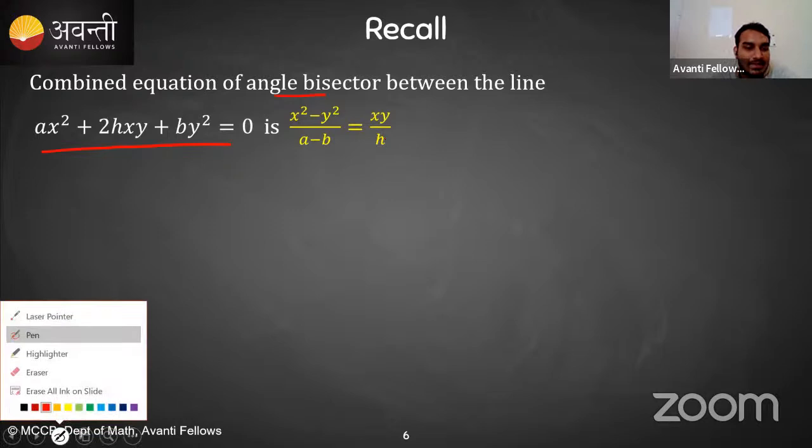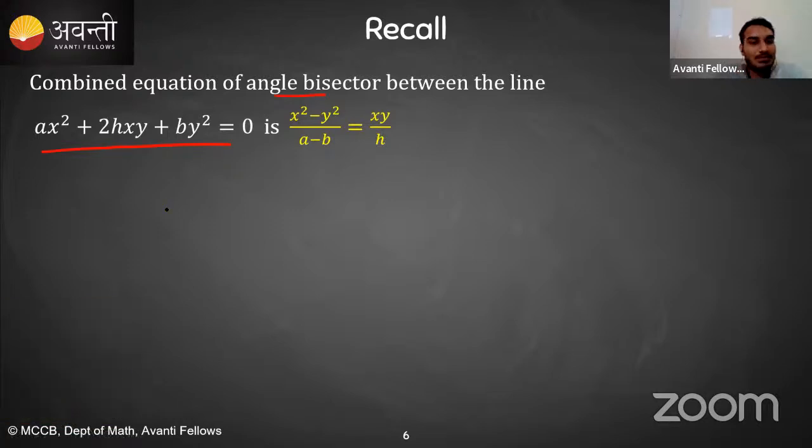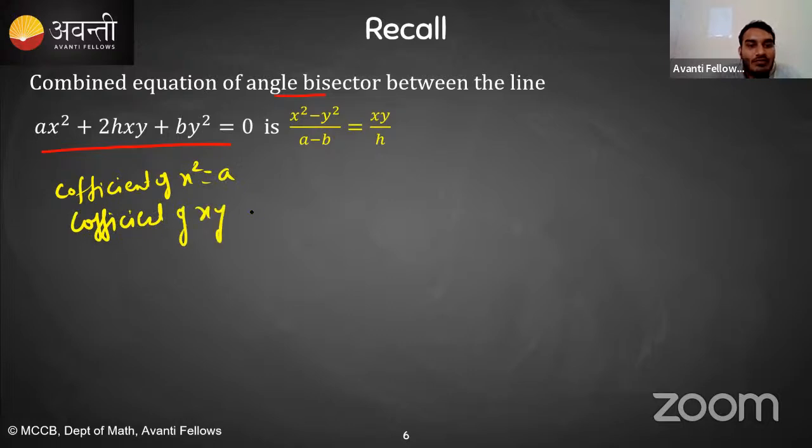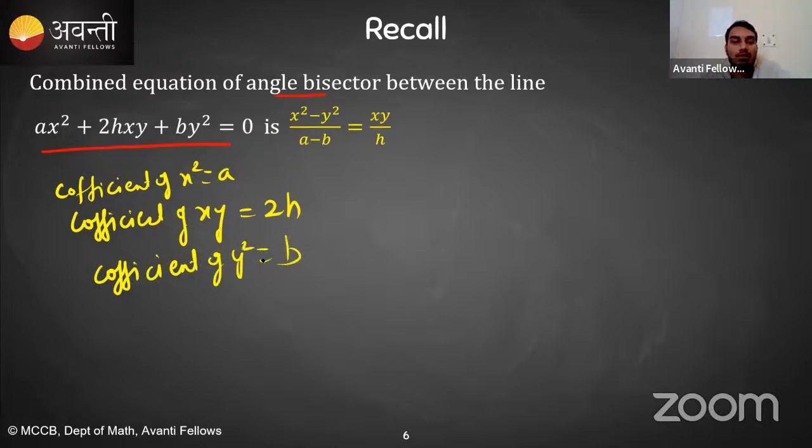Okay, is this clear, everyone? So quickly, many people tend to forget some things, so that's why I'm just writing it down again. In the equation, what is the coefficient of x square? A. What is the coefficient of xy? Tell me, what is the coefficient of xy? 2h. Okay, many people just forget 2, then they directly say h. So that's not right. h is half of the coefficient of xy. The coefficient of y square is b.